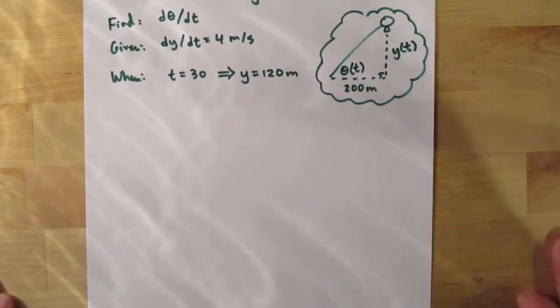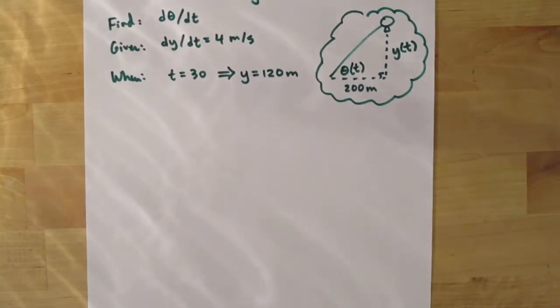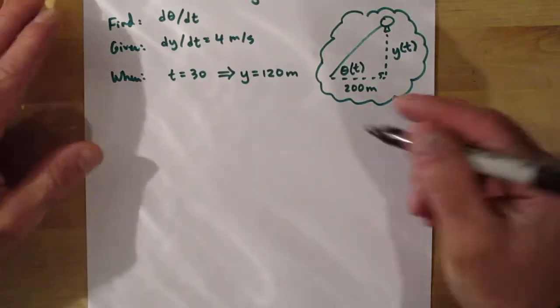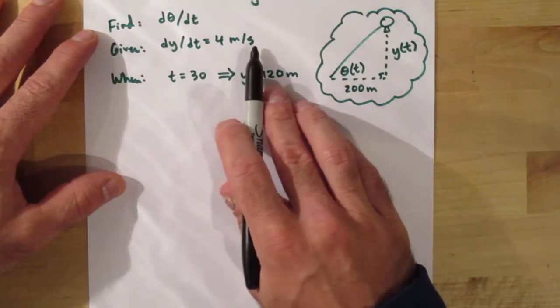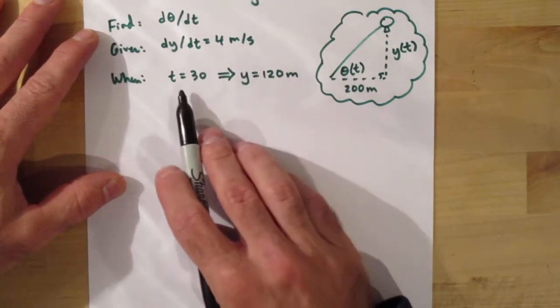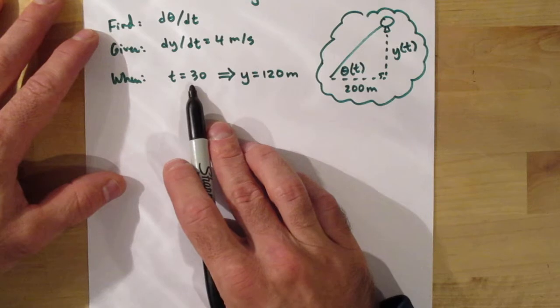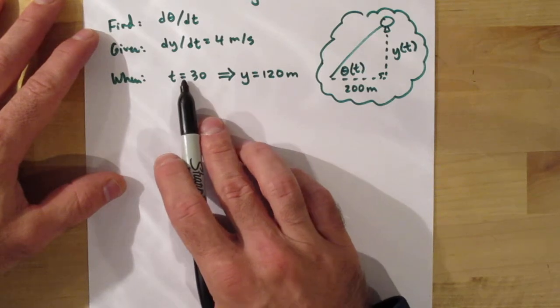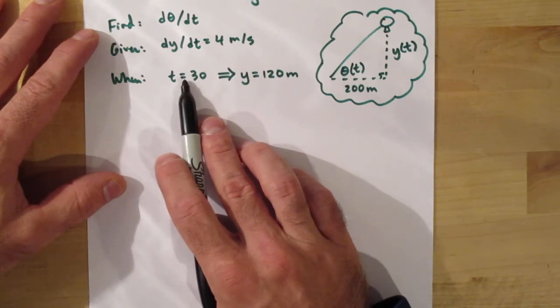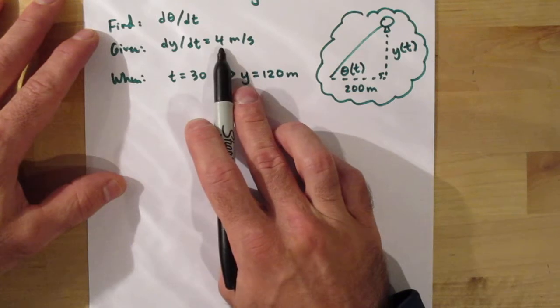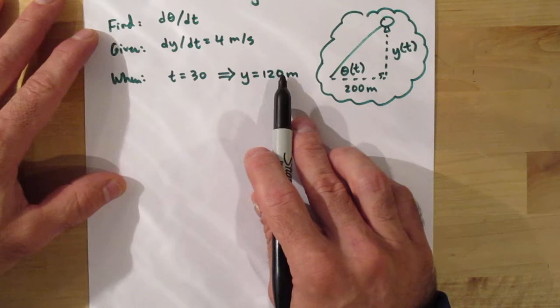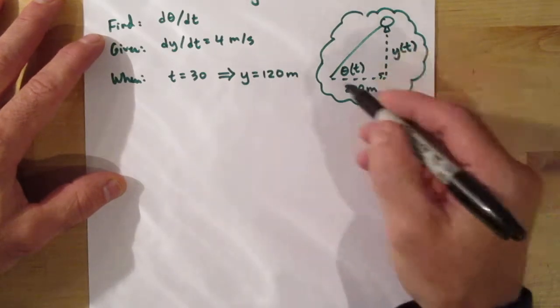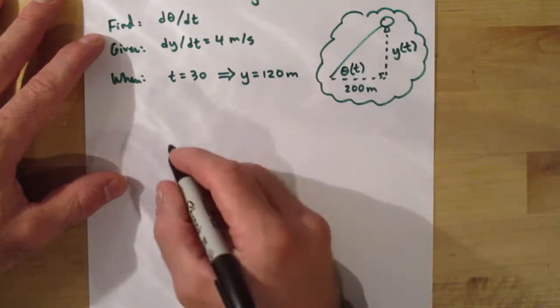So we're looking for d theta/dt, right, that angle change. We know dy/dt, or the height, is changing at a rate of 4 meters per second. We want to know what the angle change is at t equals 30 seconds. Well, if the height is changing at 4 meters per second for 30 seconds, that's 120 meters. So let's write an equation here relating these three items.